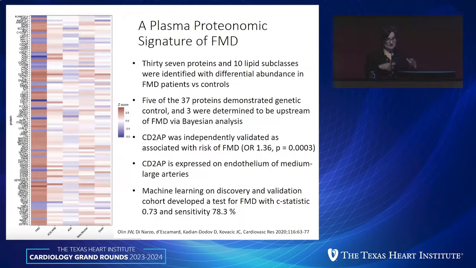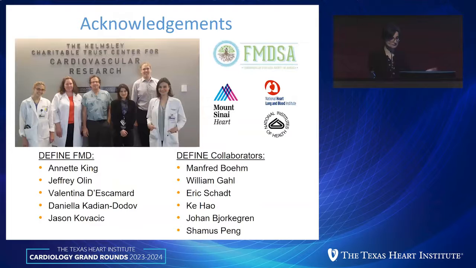They then did a lot of fancy stuff that's above my pay grade with machine learning to basically develop a test for FMD that you potentially could do to see if the patient was at risk for having FMD or not. And it had a C statistic of 0.73. So pretty exciting that we may someday be able to identify who we should be screening with a blood test.